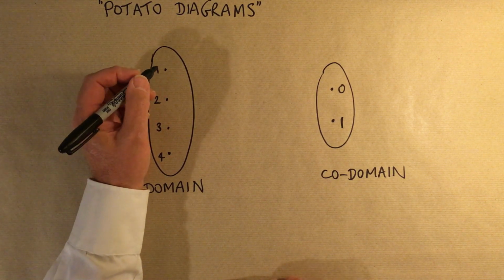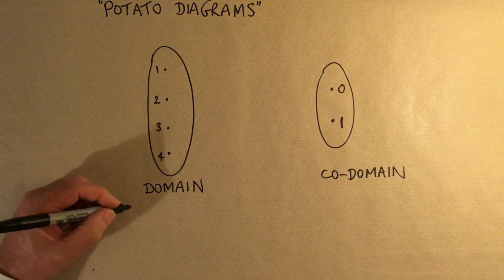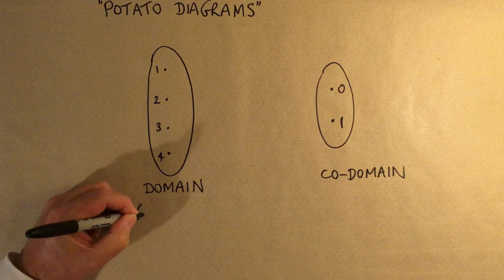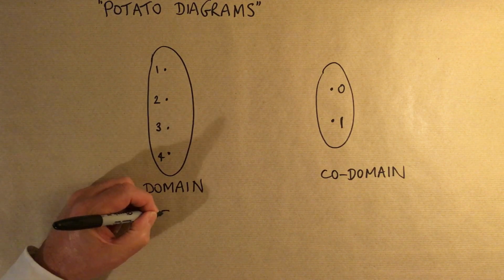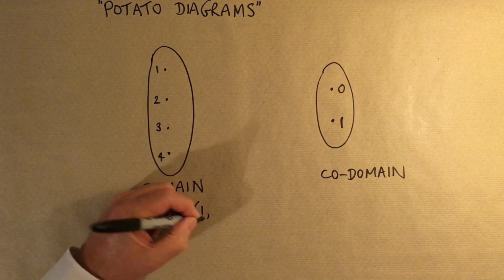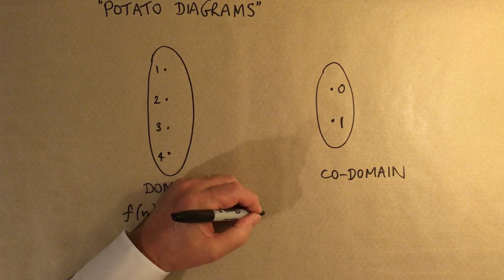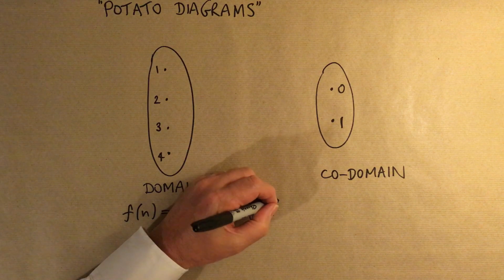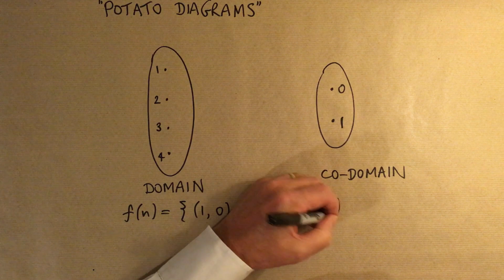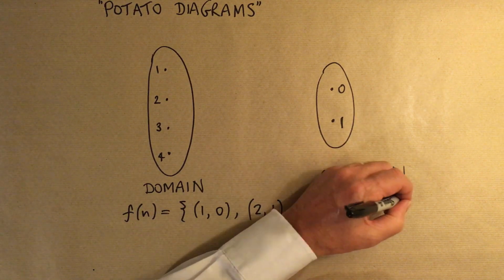And then what we do to create a potato diagram is that we wire it up according to some function that we've been specified. Let's say we've got a function f of n specified as follows. Well, it's a set of pairs. Let's say that 1 maps onto 0, 2 maps onto 1, 3 maps onto 0, and 4 maps onto 1.